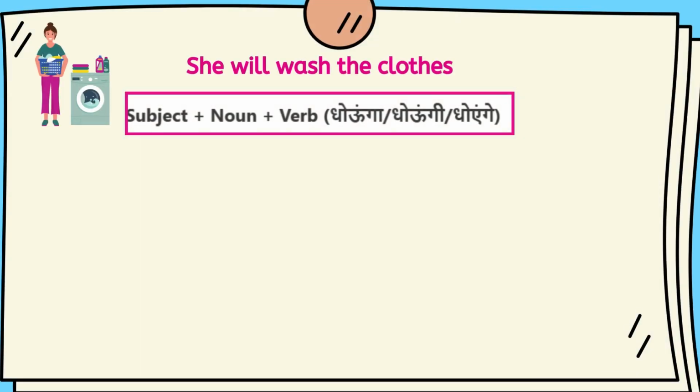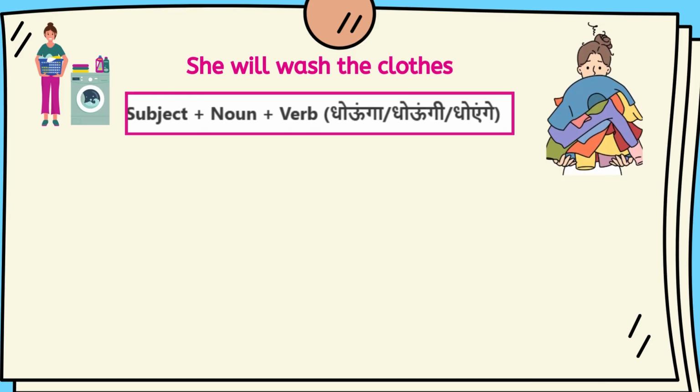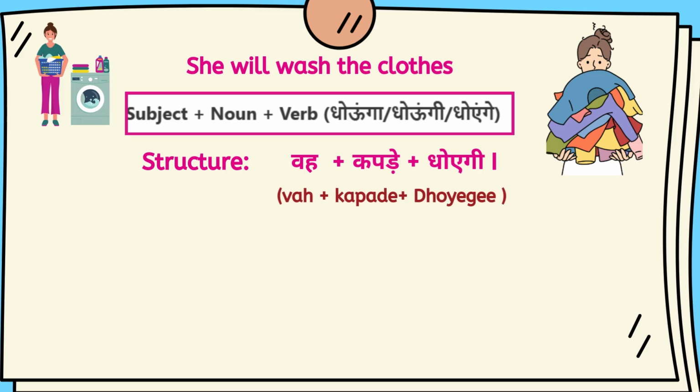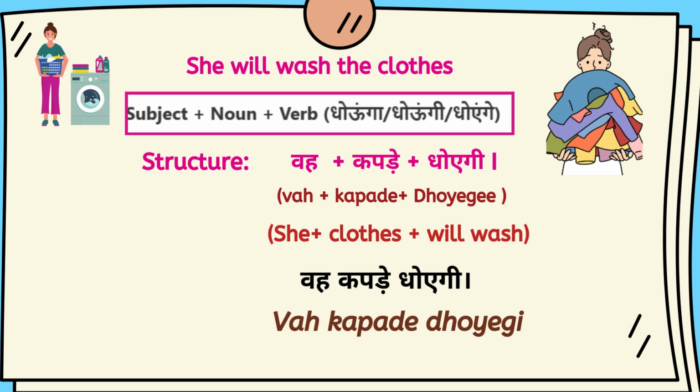If we have to say she will wash the clothes, it will become वह कपड़े धोएगी. वह stands for she. It can also stand for he. But here it stands for she. कपड़े, as you know, is clothes, that is plural masculine noun. And धोएगी is basically will wash. So the एगी that we add to धो indicates a singular feminine subject, and therefore it becomes वह कपड़े धोएगी. She clothes will wash.